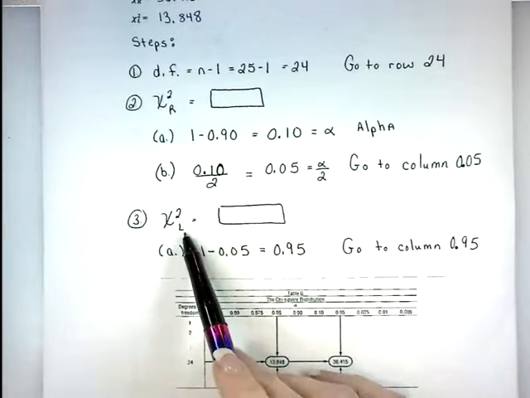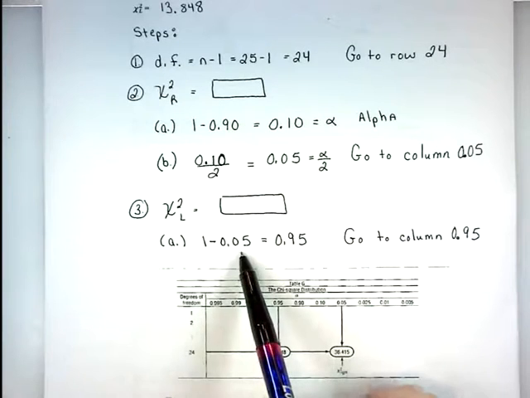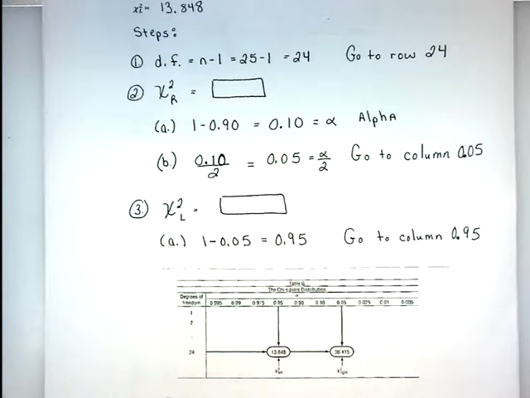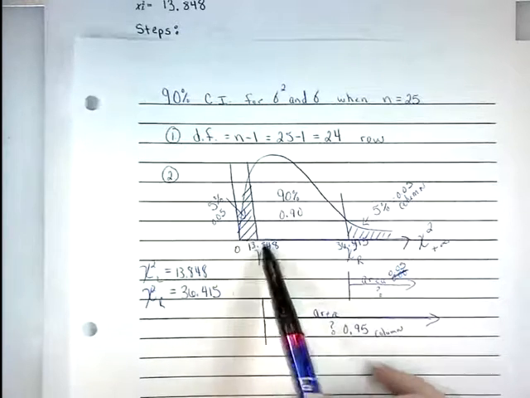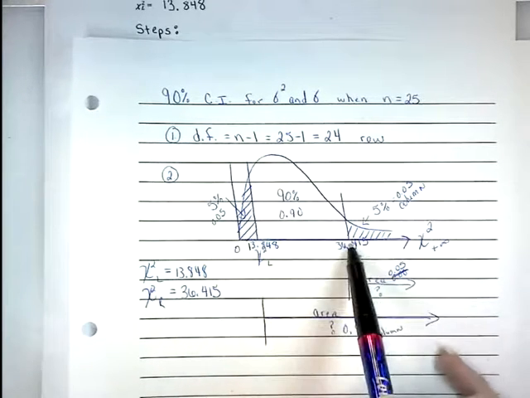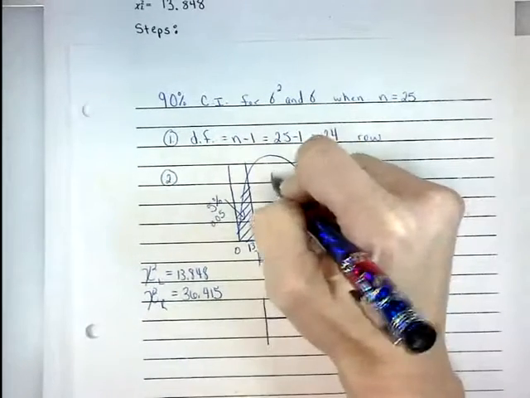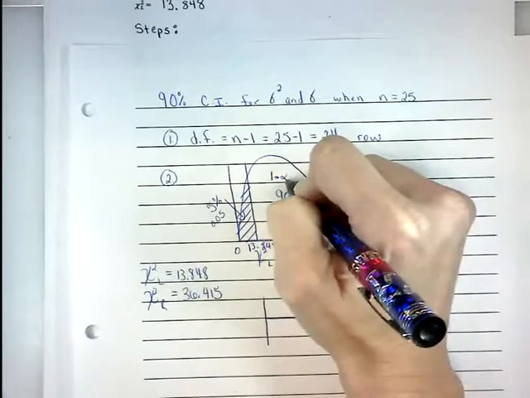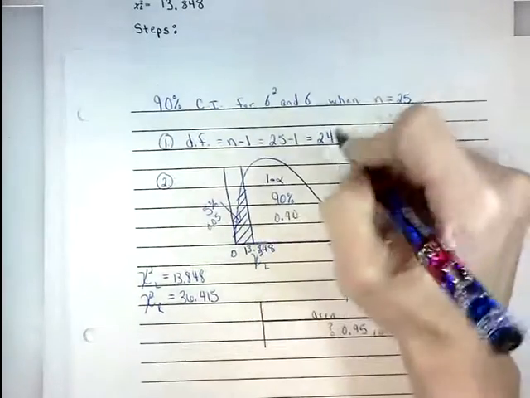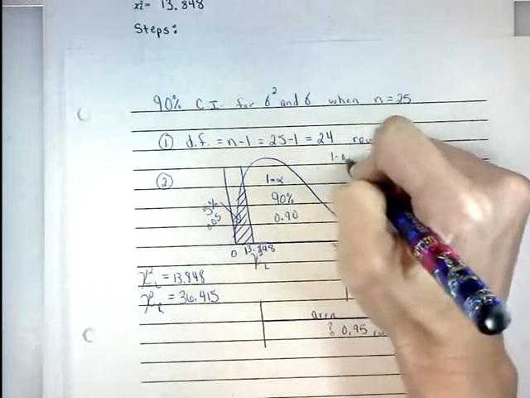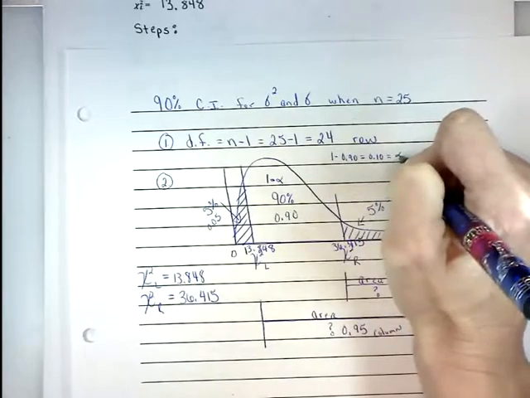And then chi-square from the left, the area above it is 1 minus the 5% that's below it. Here's chi-square from the left. 5% is below it, so the area above it is 95%. You could also do this. 1 minus alpha is going to be 90. If you remember, 1 minus the 0.90 is 10%, which is alpha.